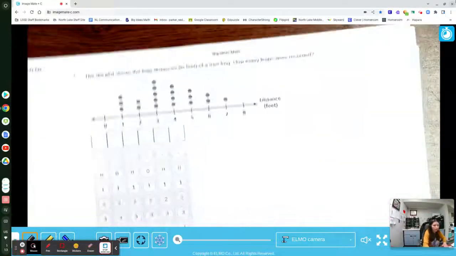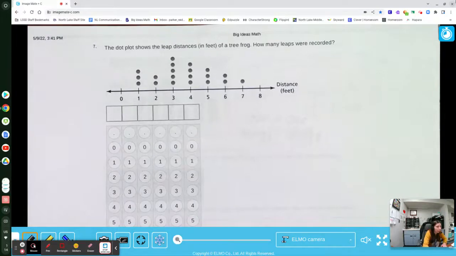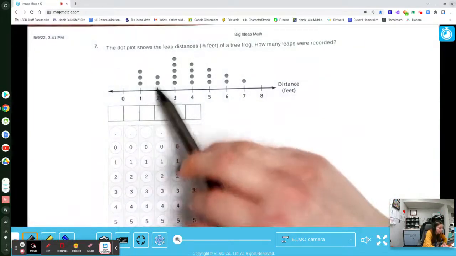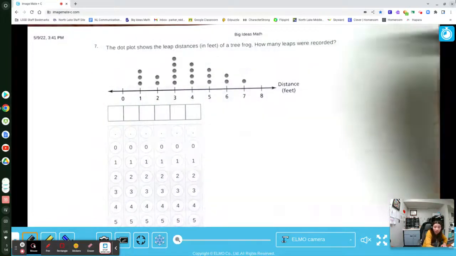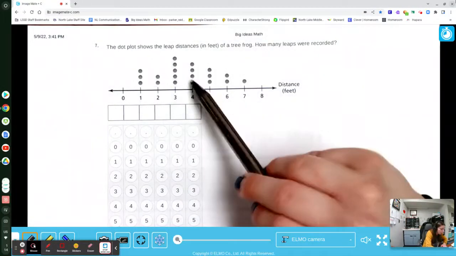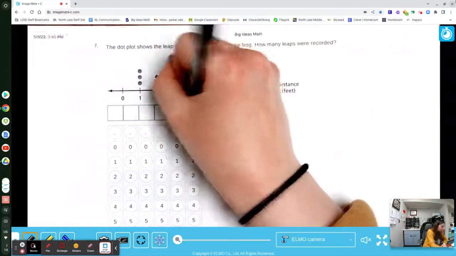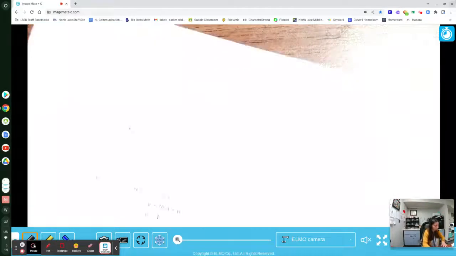Number 7, the dot plot shows the leap distances in feet of a tree frog. How many leaps were recorded? This is just asking how many different dots are on here because each dot is a leap length that was recorded. So 1, 2, 3, 4, 5, 6, 7, 8, 9, 10, 11, 12, 13, 14, 15, 16, 17, 18, 19, 20. 20 leaps were recorded.